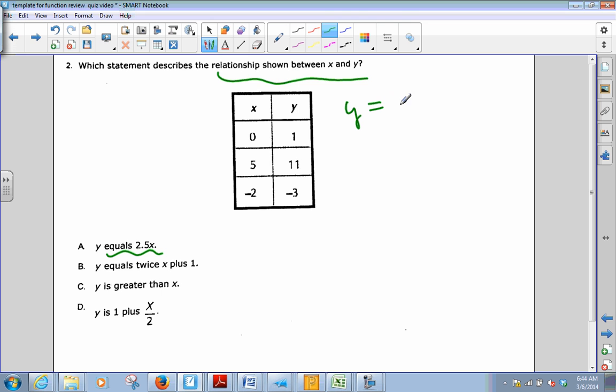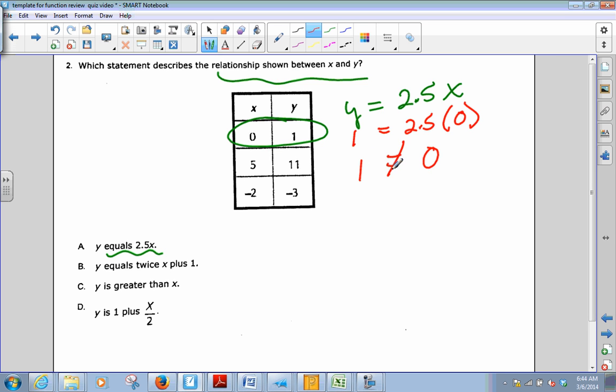So it says Y equals 2.5x. When that 2.5 is sitting next to the variable, remember that that means to multiply. So what this is saying is if you take 2.5 and multiply it by x, it'll give you y. Well, to test to see if that's the correct answer, put the points in and see if they work. Just plug them in. So I should be able to put 0 in for x, and it should give me 1 for y. Well, 2.5 times 0 is 0. 1 is not equal to 0, so we know that A is not the correct answer.